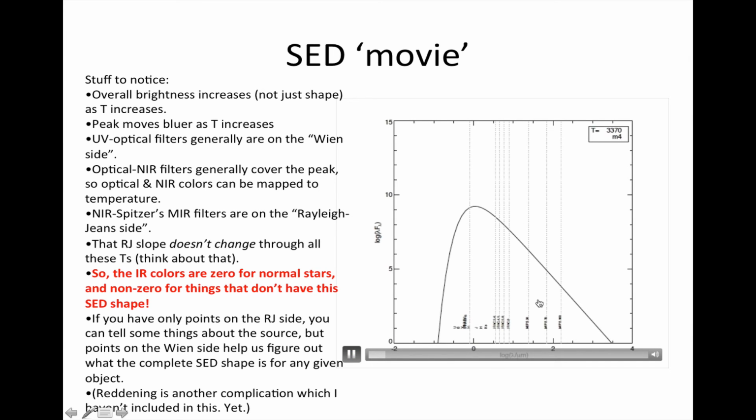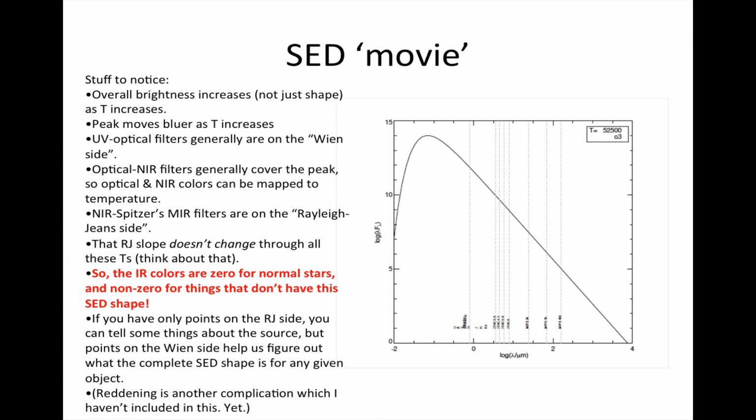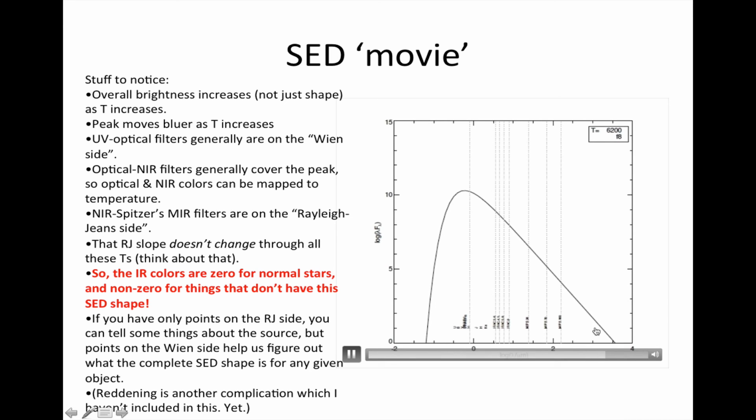So when this movie plays, you can see that there's very little change through the infrared bands. The whole thing is getting brighter. It's moving up and moving up and moving up. And when the temperature starts to turn around and cool off, you'll see it come back down. So the overall brightness changes, but the slope does not. The Rayleigh-Jeans side of that curve always stays the same slope. And that is critical for understanding infrared colors. The ratio of the fluxes at these bands does not change as the temperature is changing for a black body.